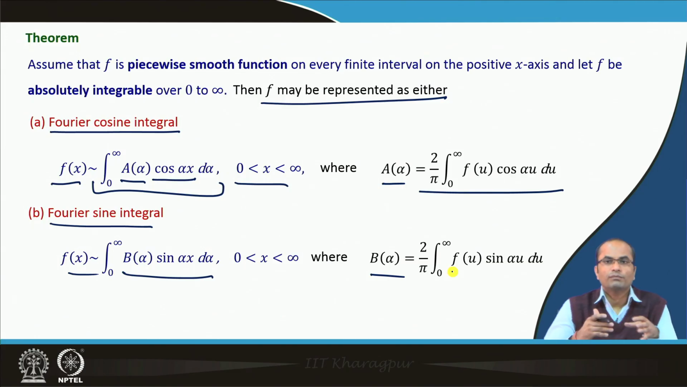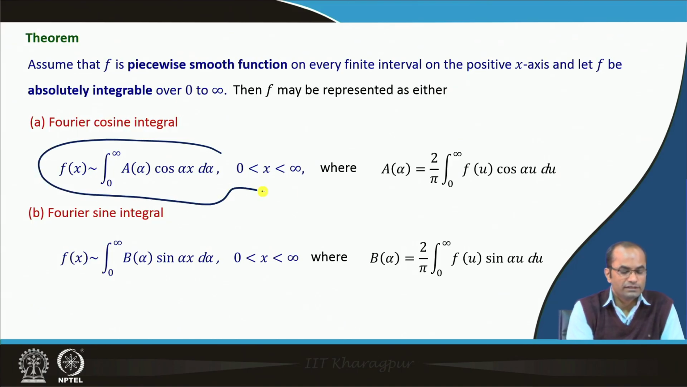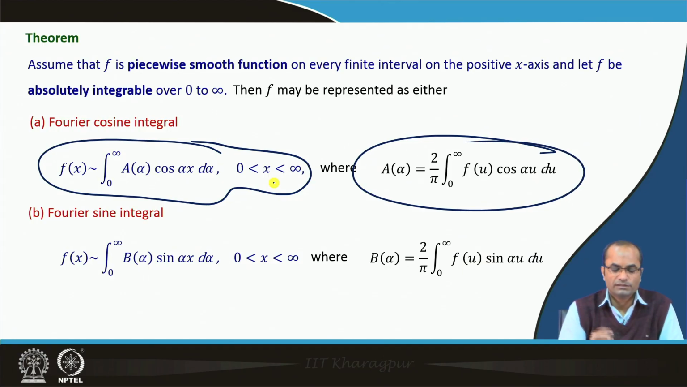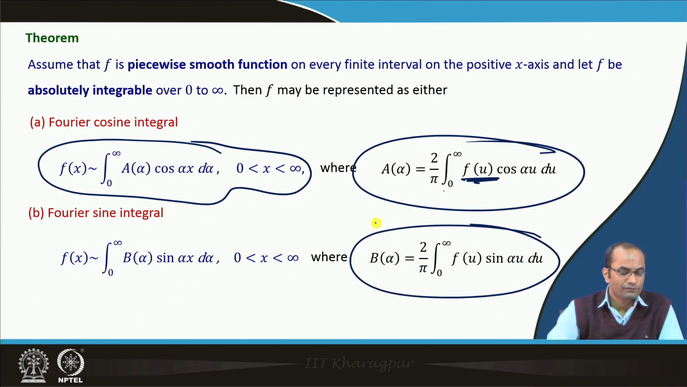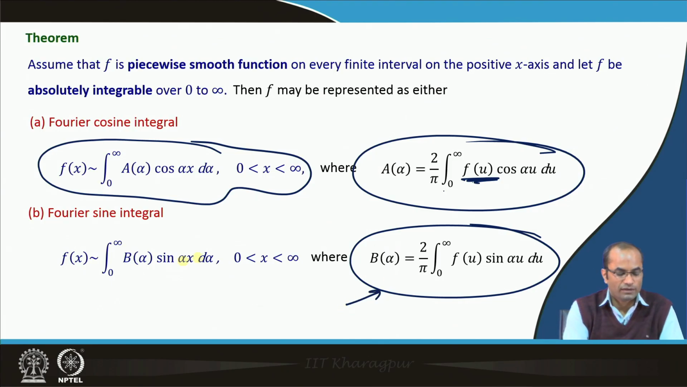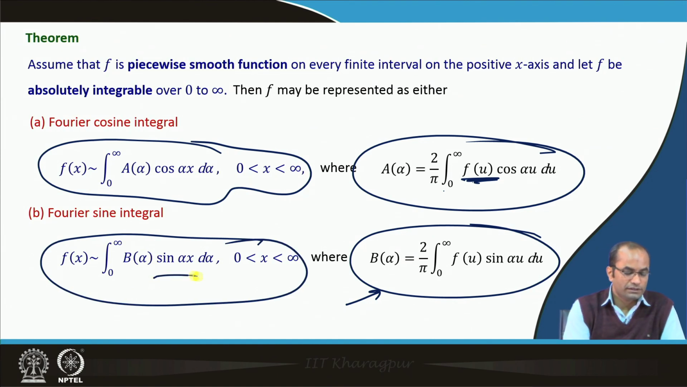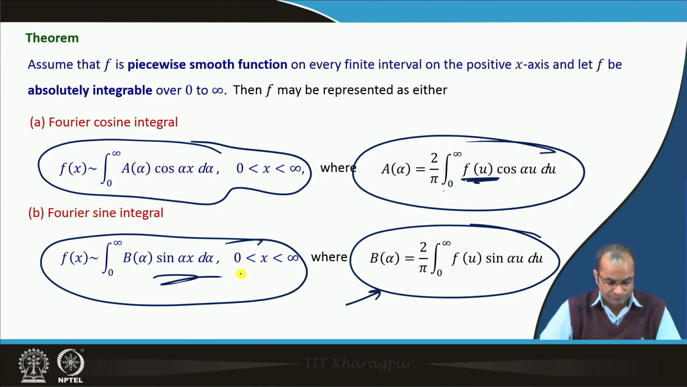So, without formally extending the function from minus infinity to infinity, that is the idea behind it, we can directly use these results if we want the Fourier cosine integral representation. We will compute a alpha by this formula from 0 to infinity, and f(u) is given in 0 to infinity, so there is no problem. Similarly, if we wish to have the Fourier sine integral representation, we will compute this b alpha, and then we can represent this f using this sine representation.